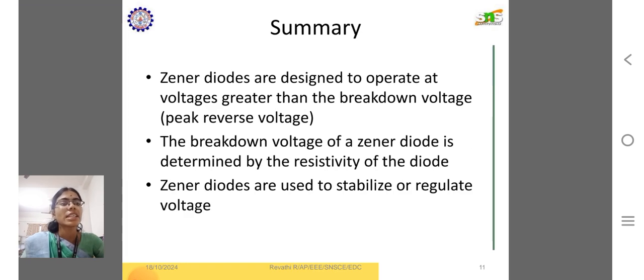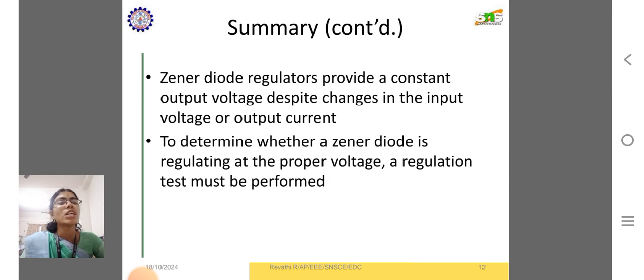Zener diodes are designed to operate at voltages greater than the breakdown voltage, the peak reverse voltage. The breakdown voltage of a Zener diode is determined by the resistivity of the diode. Zener diodes are used to stabilize or regulate voltage. Zener diode regulators provide a constant output voltage despite changes in the input voltage or output current. To determine whether a Zener diode is regulating at the proper voltage, a regulation test must be performed.